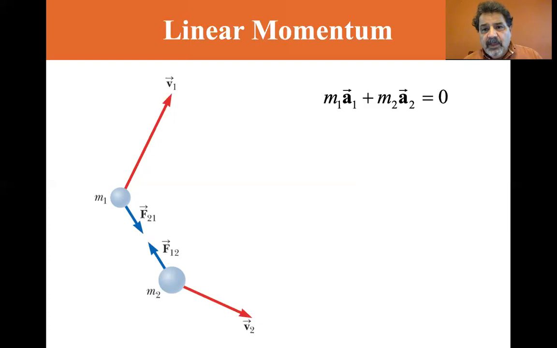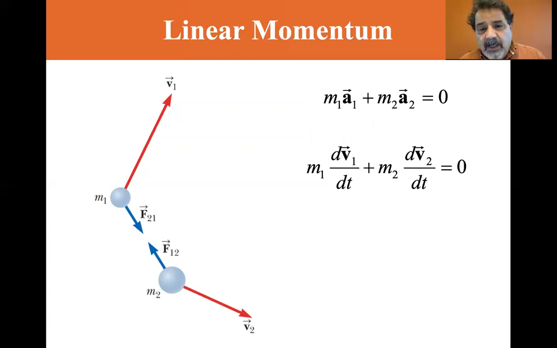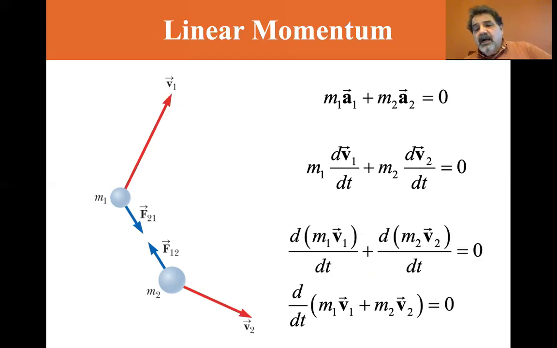Now we're going to use that. We know that mass 1 times acceleration 1 plus mass 2 times acceleration 2 equals 0. Well, what is acceleration? Acceleration is the time rate of change of velocity. So mass 1 acceleration 1 is mass 1 d/dt of v1 plus mass 2 d/dt of v2, and that equals 0. Now we're going to pull out the derivative. So d/dt of mass 1 v1 plus d/dt of mass 2 v2, you get d/dt of (m1 v1 plus m2 v2) equals 0.